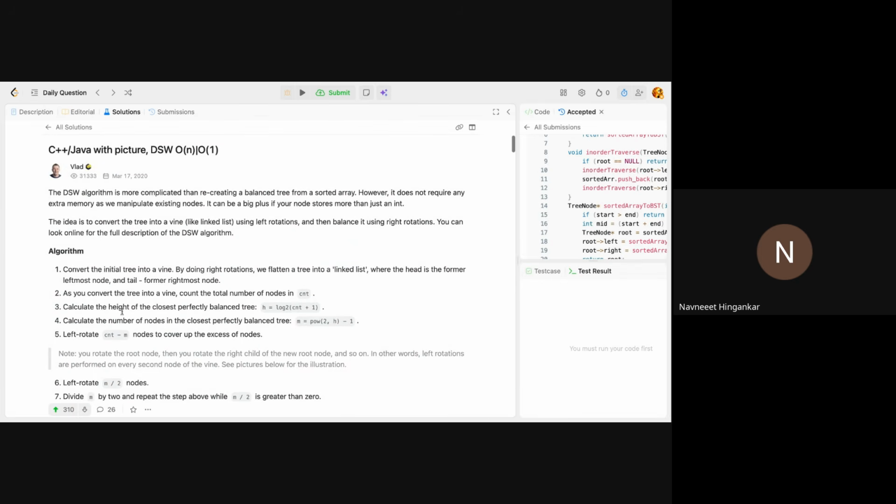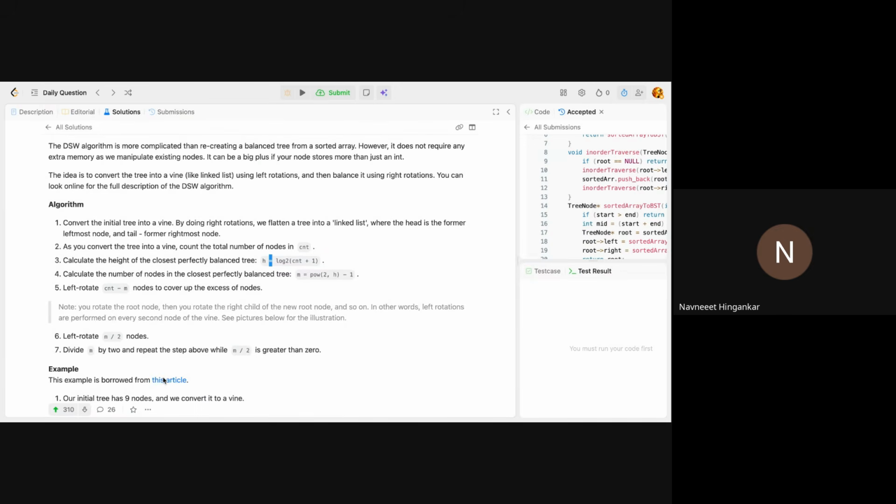Let me read it here. Convert the initial tree into vine by doing the right rotation. Flatten the tree into a linked list. Calculate the height of the closest perfect balanced tree. Calculate the number of nodes in the closest perfect balanced binary tree. Left rotate to cover the excess. Divide m by 2 and repeat. Left rotate to cover the excess nodes. Left rotate m by 2 nodes. Divide m by 2 and repeat the step while m by 2 is greater than 0.